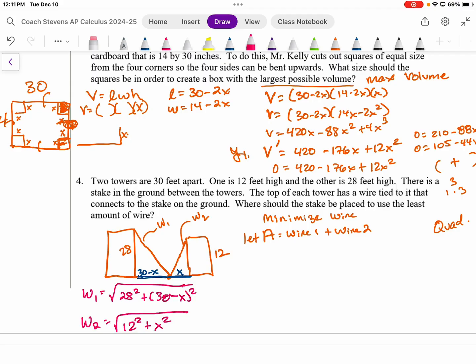Now, we can clean this up, but we know basically our function A, which is W1 plus W2, the total amount of wire, is equal to those two square root things added together. So the square root of 28 squared plus (30 minus x) squared, that's a crazy x. And then we have to add the square root of 144 plus x squared. I went ahead and multiplied that out, just because we should know what 12 squared is. 28 squared you may not know, which is okay.